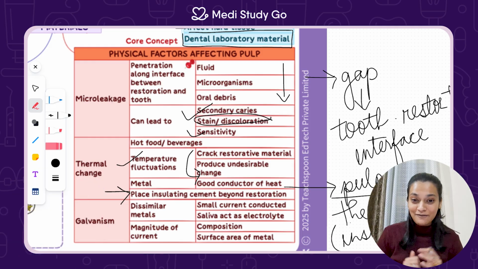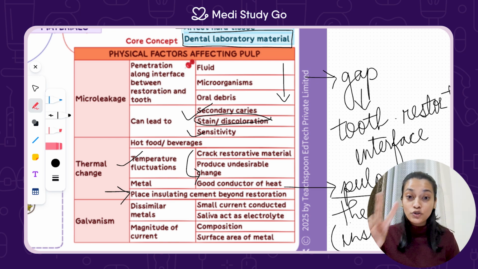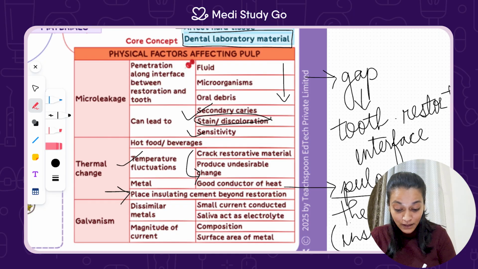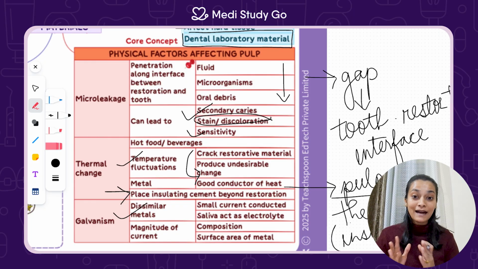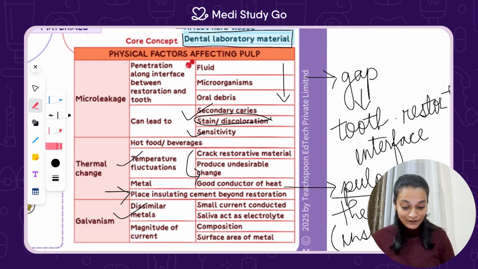Talking about galvanism. So if you notice what happened in that patient, they had class 1 amalgam restoration. And I said that patient had a gold crown since years. Now what happened? There are two dissimilar metals that have come in contact, and we know that the electric potential for both silver and gold is different, right? Amalgam being composed of silver and the gold crown has different electric potential.